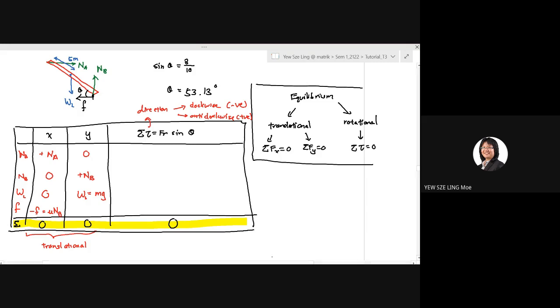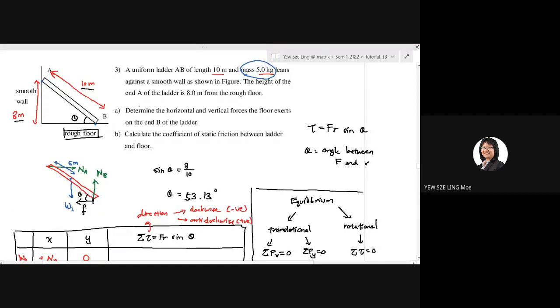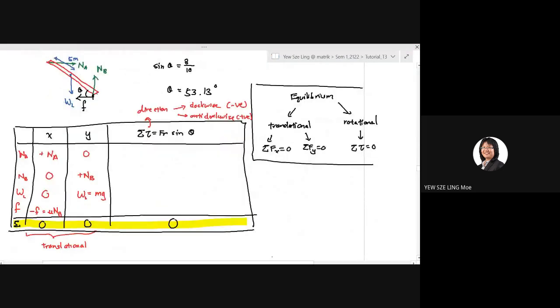It doesn't tell you where its pivot point is, where the fixed position is. So let's go back to the questions. Question A asks us to determine the horizontal and the vertical forces the floor exerts on the end of the ladder B, and then calculate the coefficient of static friction between the ladder and the floor. So more things are needed at point B. More information needs to be calculated at point B. Therefore, we don't choose point B as our pivot point. All right, because you need to calculate the coefficient of static friction. You need the values of friction. If you choose point B as your pivot point, then the torque at point B would be equal to 0.